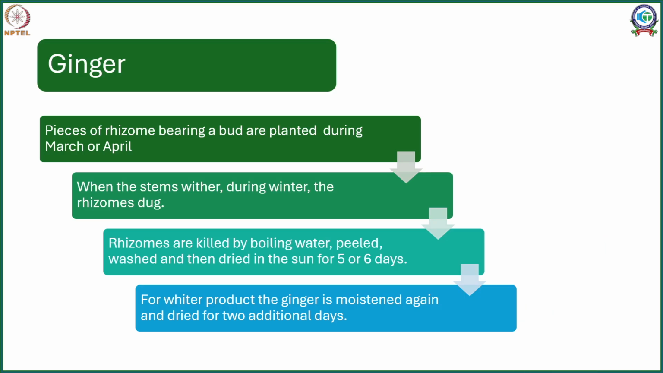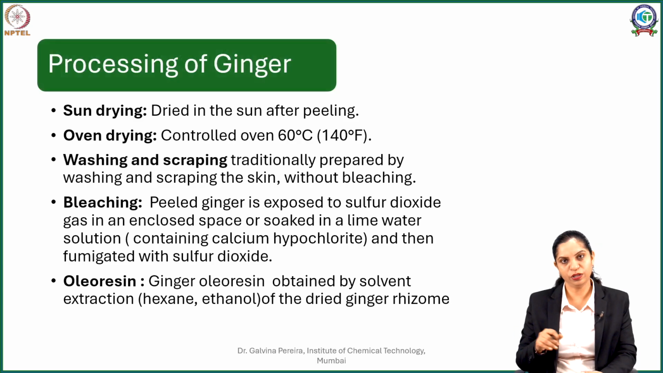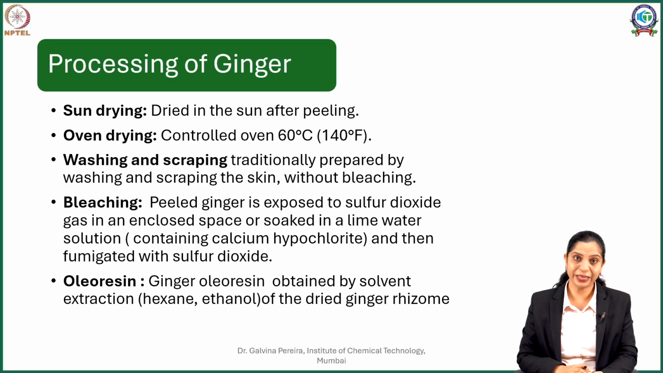So this is how your ginger is prepared, but in addition to it there are numerous other processing methods which include sun drying. So you can directly take your ginger, peel the cork and dry it in sun and supply it as such. In some cases it is dried in oven directly.